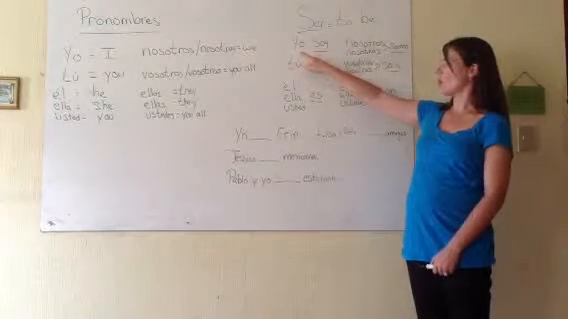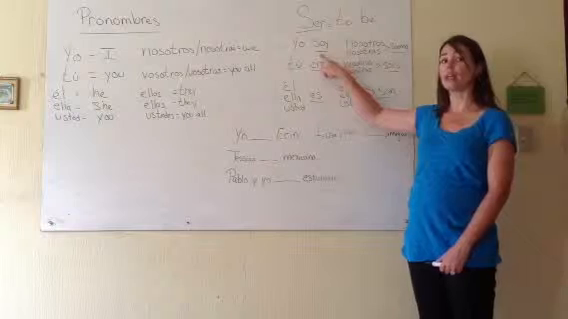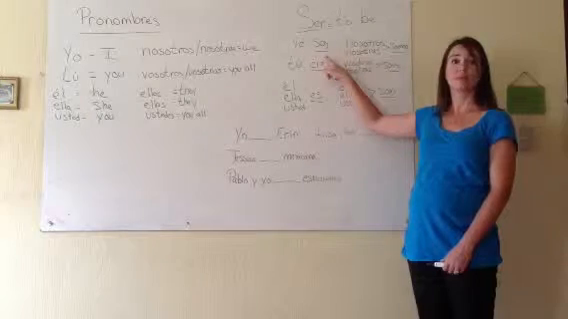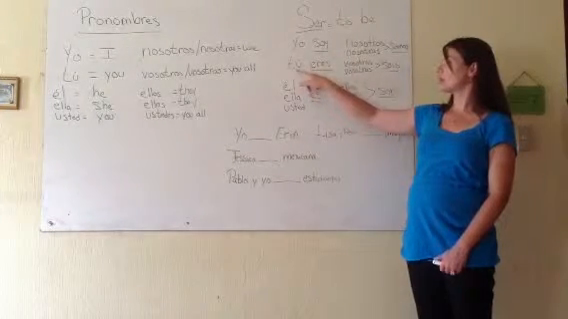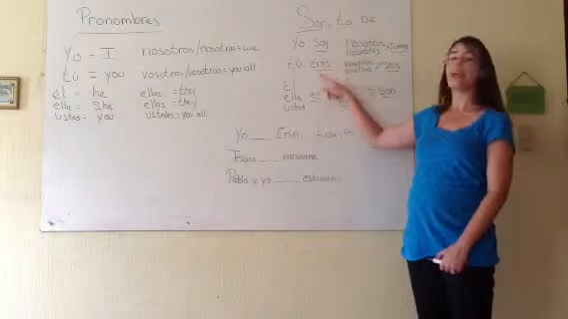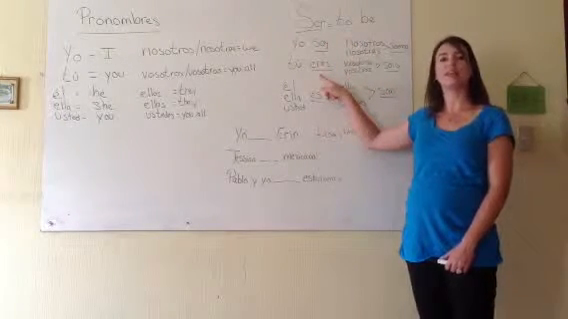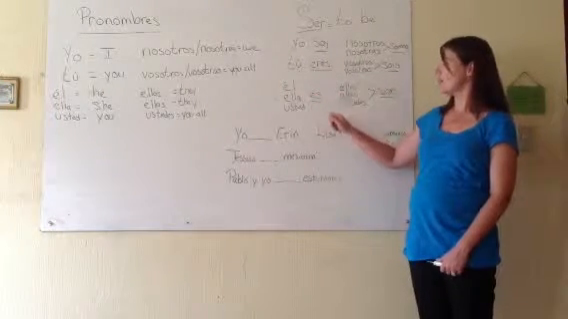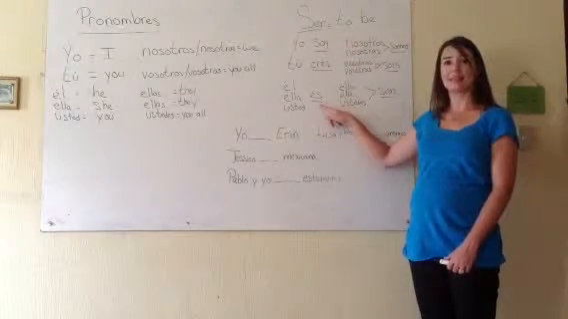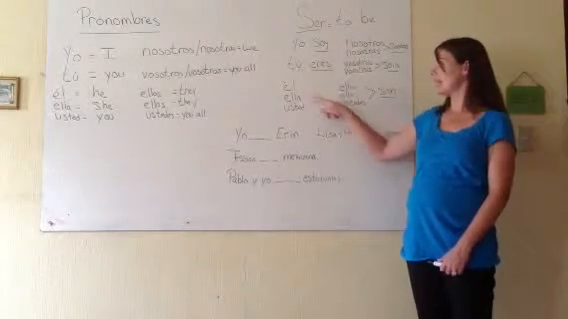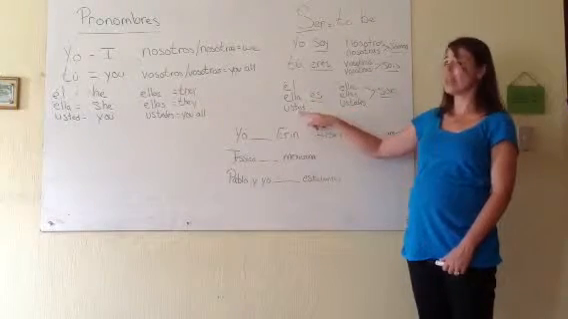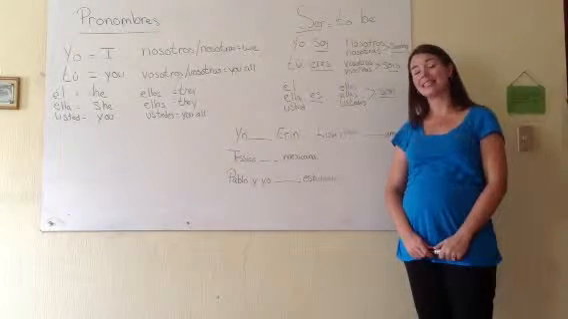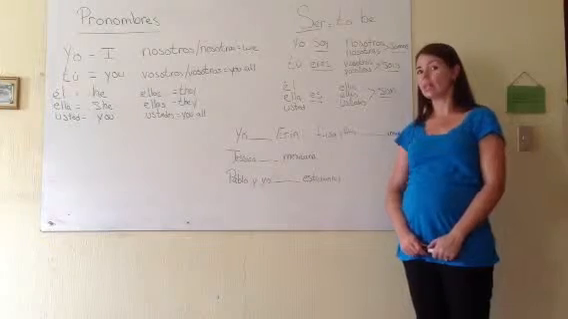So when you use yo, you need to change ser to soy, which in English would be the same as saying I am. When you have the subject pronoun tú, you need to change ser to eres, which in English would be the same as you are. When you have él, ella, or usted, ser becomes es, which would be the same as he is, she is, or in this case, you are. Es is also used for the subject it, but there is no subject pronoun for it.